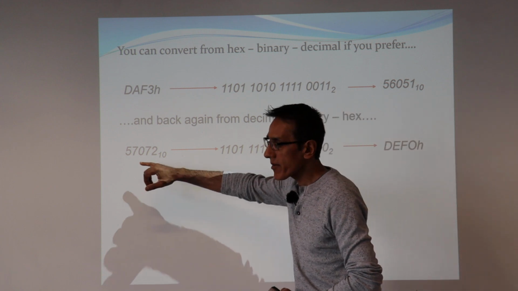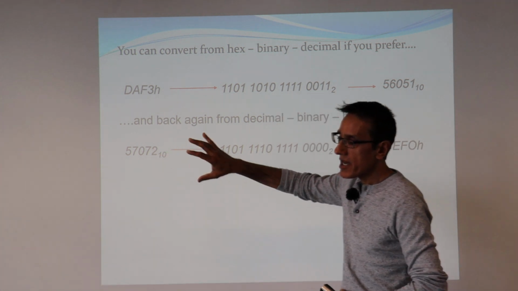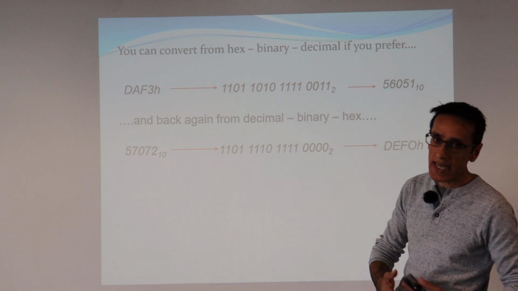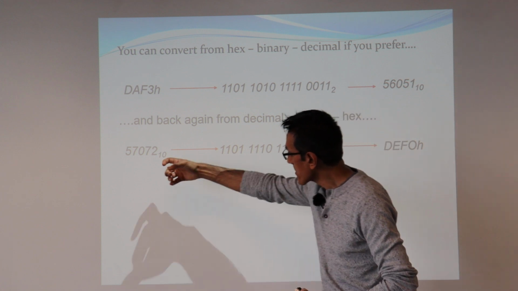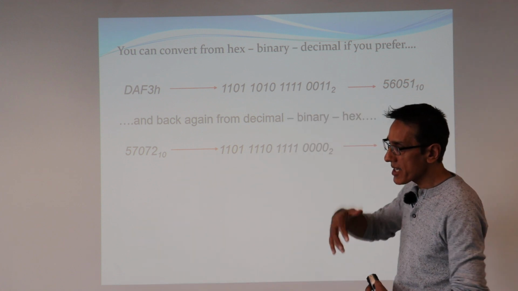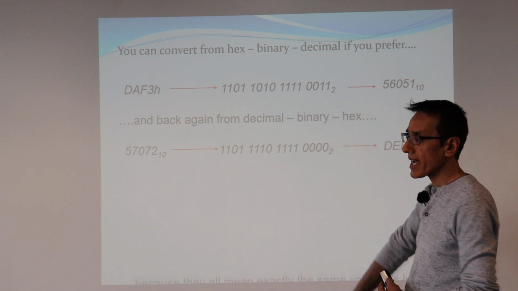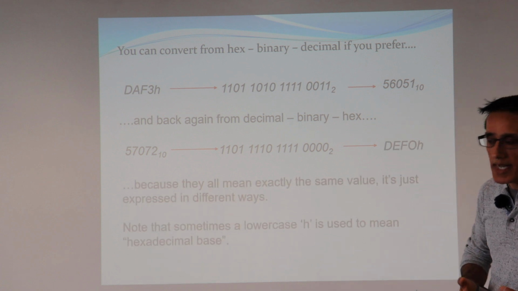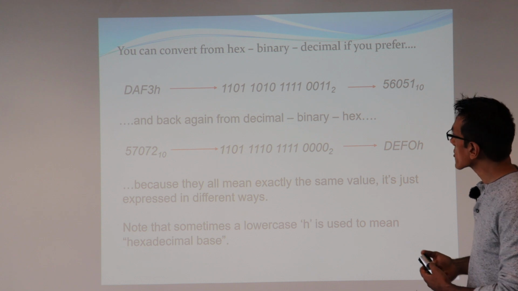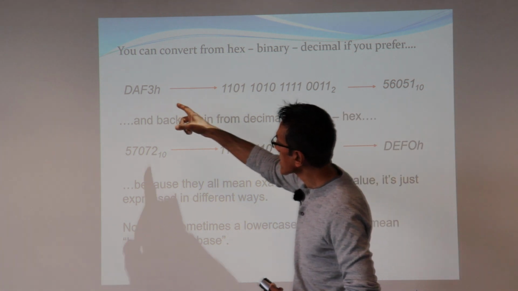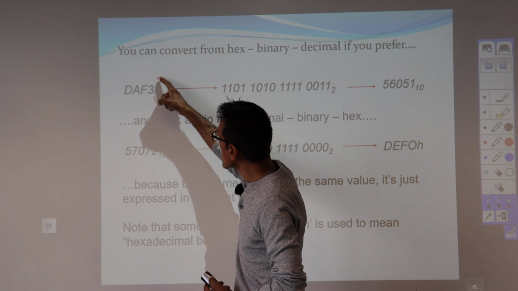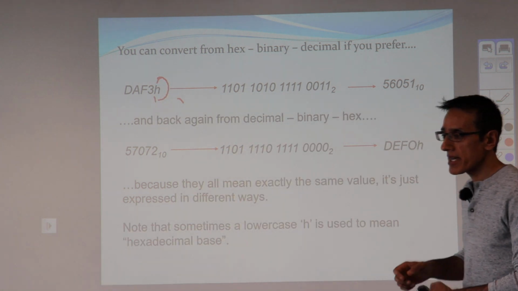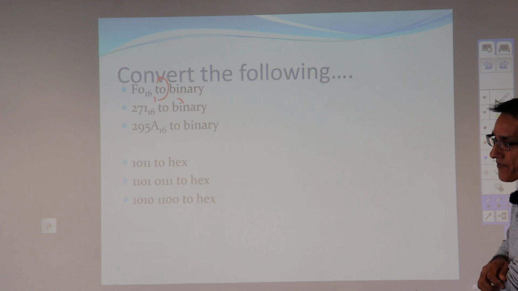Again, similarly, if you have a base 10 number and you're asked to convert this base 10 number into its equivalent hexadecimal number, take the base 10, convert it to binary, and then go from binary to hexadecimal. They all mean the same thing. They're just being expressed in different ways. Sometimes we use the small letter h. So you see the h here? Sometimes we use the small letter h to represent a hexadecimal number or the number 16.